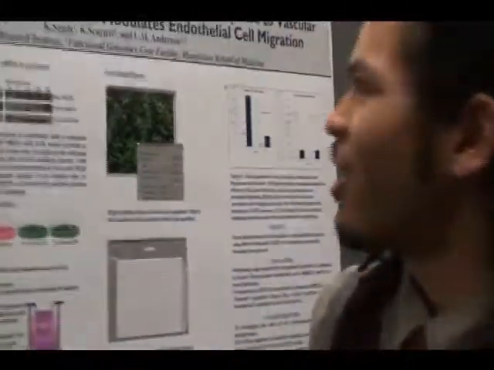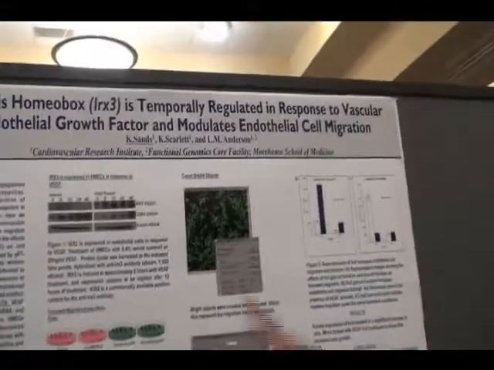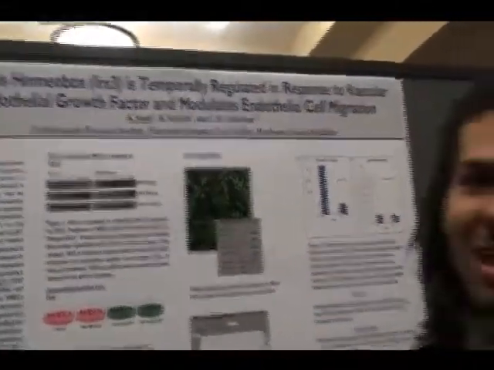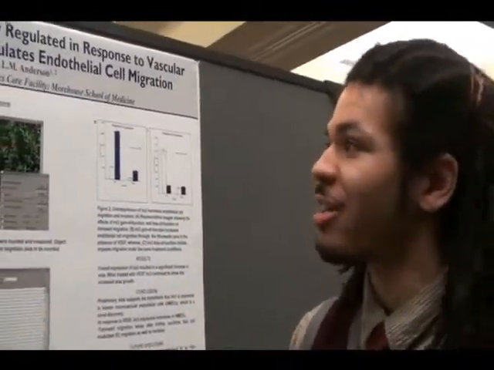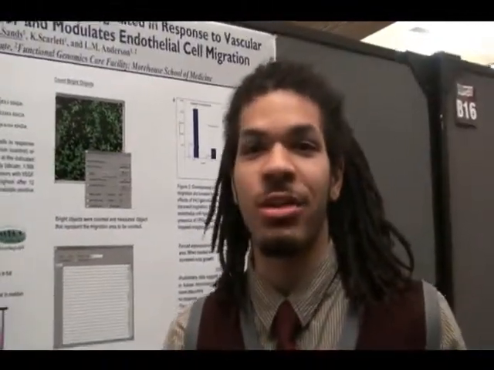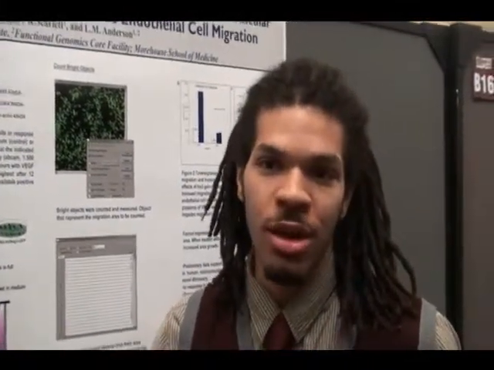All right. So this presentation is about IRX3, an Iroquois homeobox gene, and its effect on angiogenesis in endothelial cells. Angiogenesis is blood vessel growth and proliferation. You can look at angiogenesis two ways. You either want pro-angiogenesis in factors such as wound healing, where you want more cell growth, or you want anti-angiogenesis in factors such as cancers, where you want to decrease blood vessel growth.